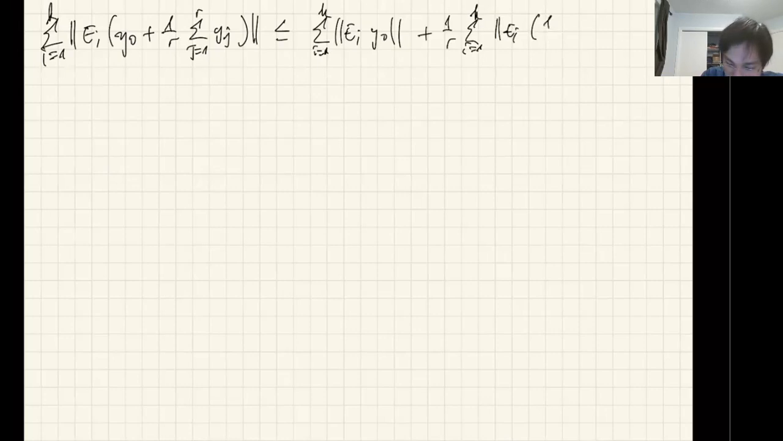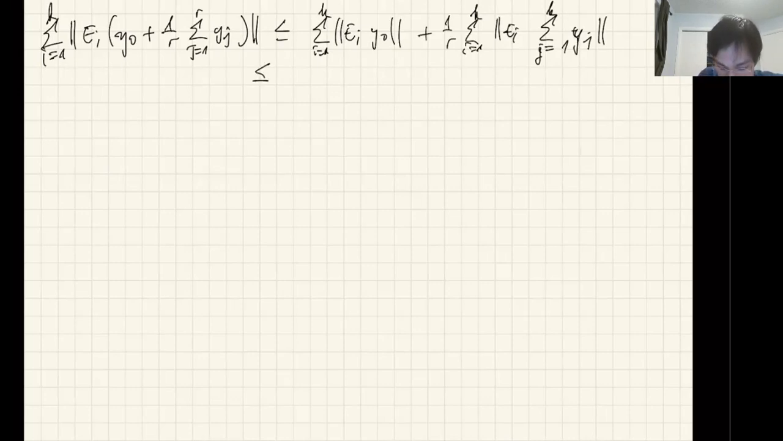I keep writing the 1 over r twice. 1 over r should be here. So it's e_i, i equals 1 to infinity... not infinity. My notes are kind of bad. j equals 1 to k, y_j. Okay, I hope I'm not getting it too wrong. If I do, tell me in the comments. I think the notes should be correct, so you should be looking at the notes.